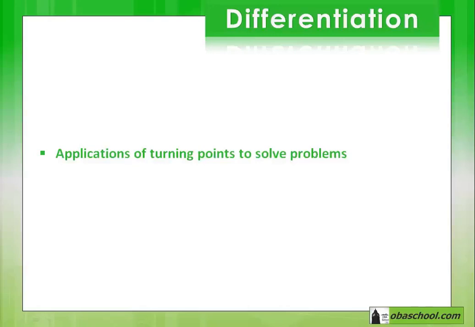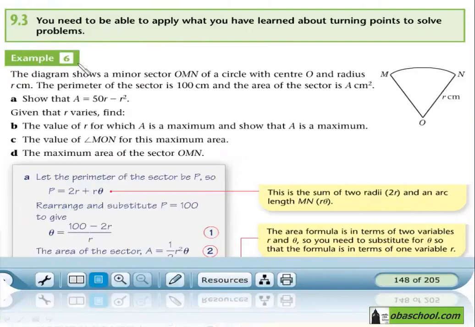In this tutorial, we are going to do applications of turning points to solve problems. Look at this example. The diagram shows a minor sector OMN of a circle with center O and radius R centimeter. Okay, so here we have a sector which is OMN. It is a part of the circle of center O and radius R centimeter. The perimeter of the sector is 100 centimeter and the area of the sector is A centimeter squared. Part A, show that A equals 50R minus R squared.